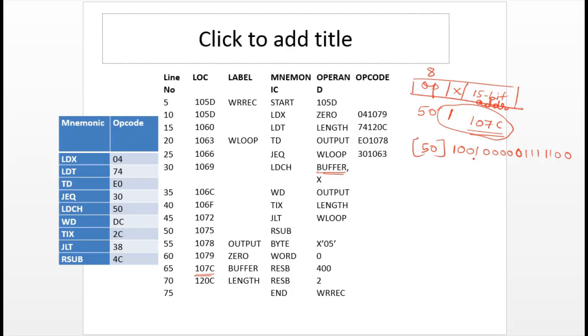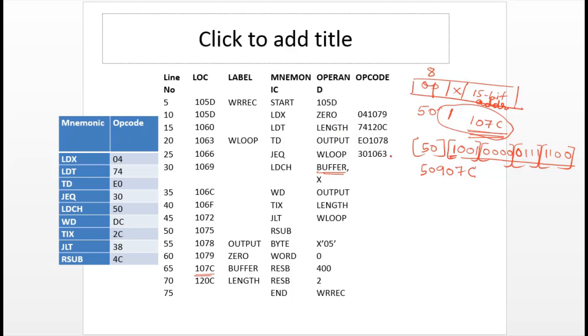This is already in hexadecimal, so I am writing it as it is. This 15-bit address, which is 107C, I have expanded into binary. Now I have to combine 4 bits and convert it into hexadecimal. So 50 is already there. 1001 will be 9 and 4 zeros will be 4. This is 7. This is C.